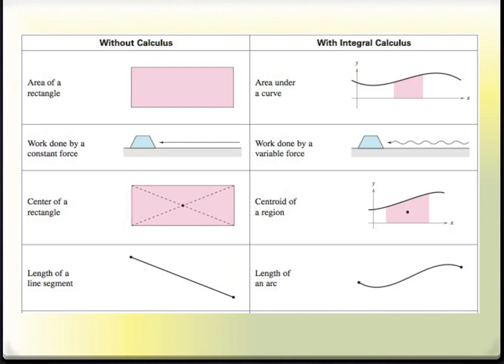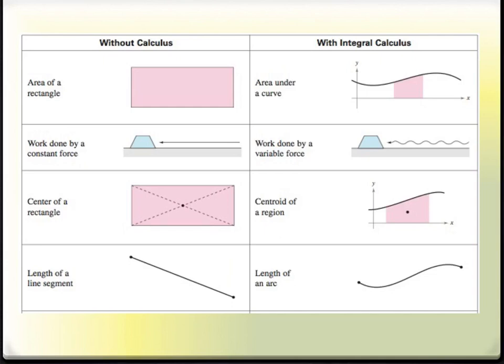Work. So without calculus, we can find the work done by a constant force. Okay, the force is consistently pushing at a constant speed with the same pressure all the way along, right? But with integral calculus, this is Calc 2 actually, we're able to find the work done with a variable force. So it speeds up, it slows down, it applies more pressure, it applies less pressure. That's a variable force.